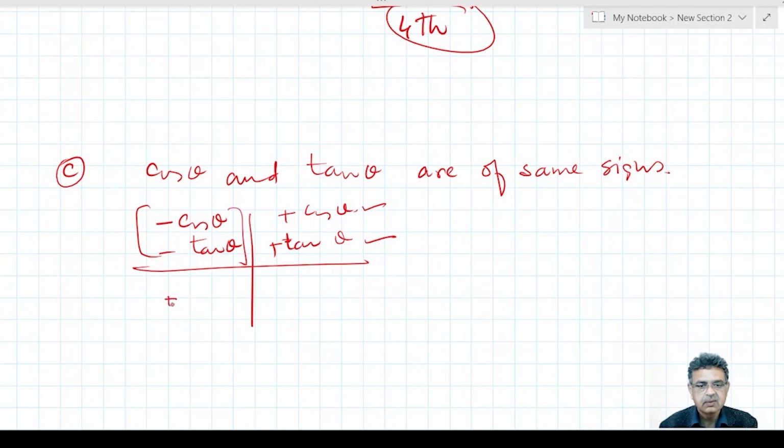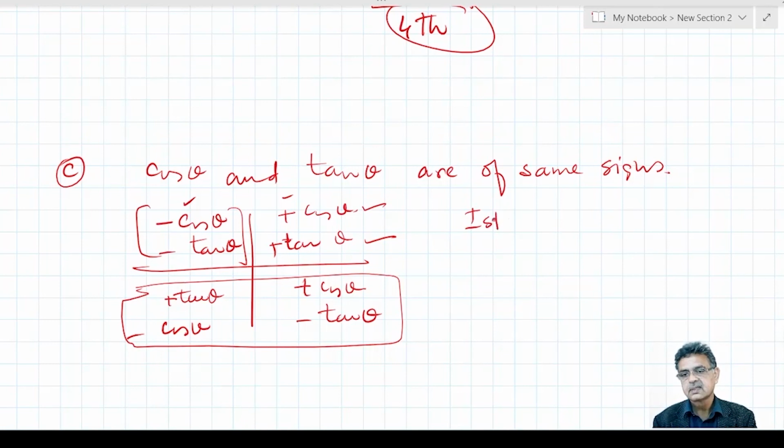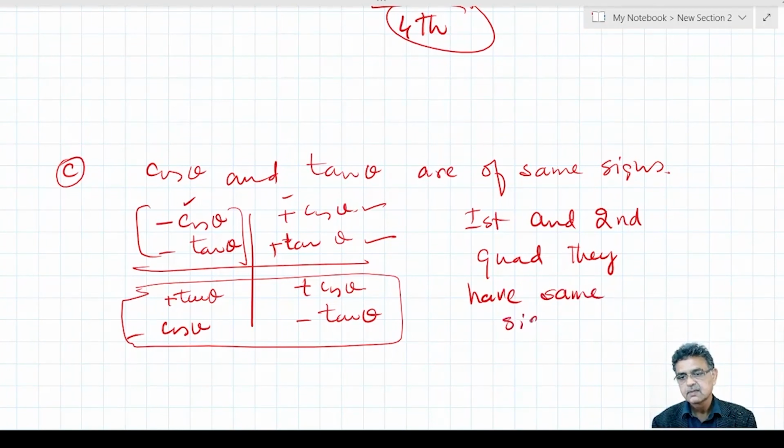So here, tangent theta is positive, but cos theta is negative. Here, cos theta is positive and tangent theta is negative. So in these two quadrants, below the x-axis, they have opposite signs. But in the first and second quadrant, they have the same signs. They means cos theta and tangent theta.